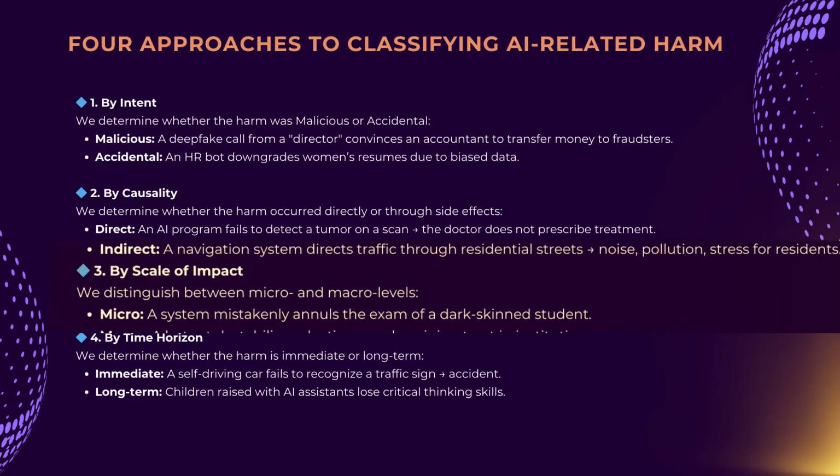By scale of impact, micro or macro, we assess whether one person or a limited group is affected, the micro, or an entire society, industry, ecosystem, the macro. For example, an AI system for proctoring online exams cannot correctly recognize the face of a dark-skinned student due to bias in the data. As a result, the system voids his exam, accusing him of cheating. Harm is done to a specific student and, possibly, to a group of students with a similar skin color.